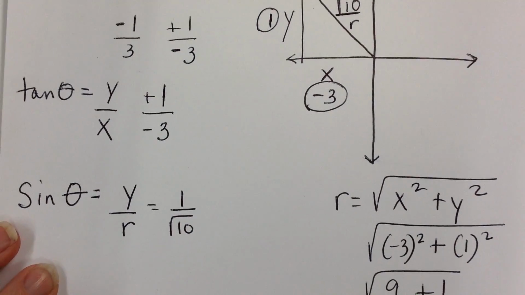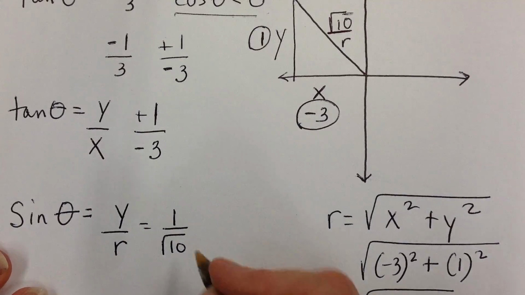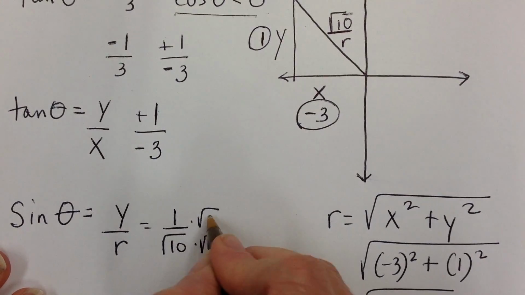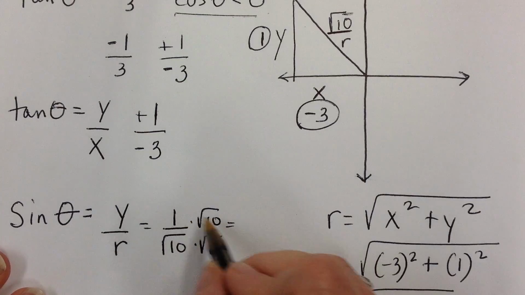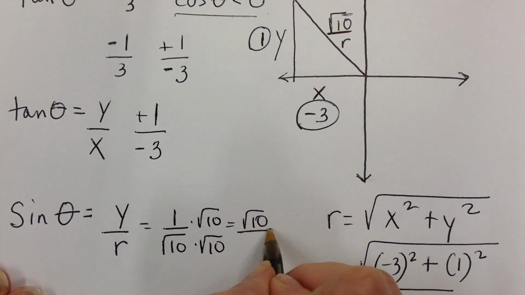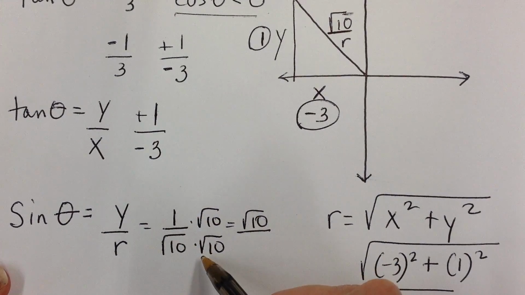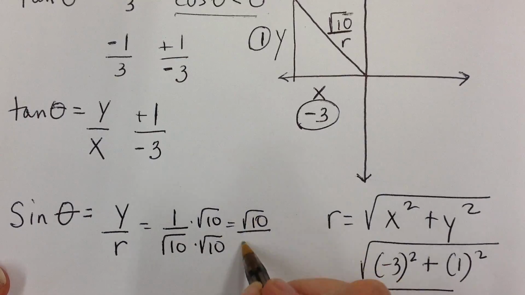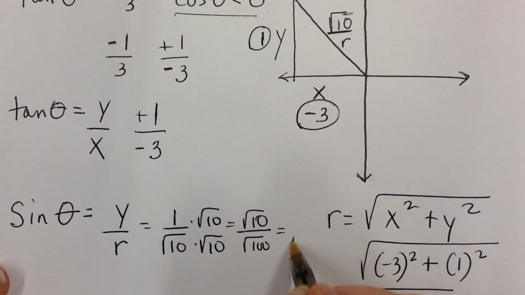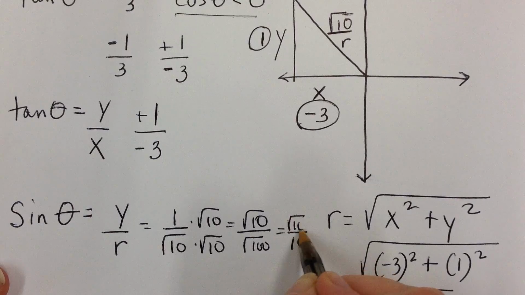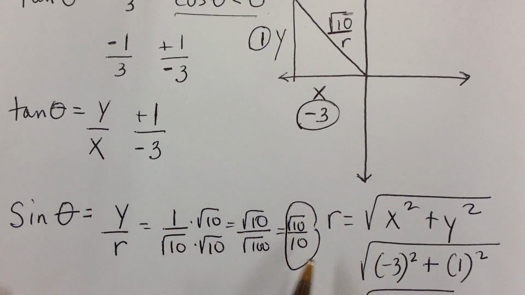But we must rationalize the denominator. Multiply numerator and denominator by the square root of 10. So you get 1 times the square root of 10 is the square root of 10, over the square root of 10 times the square root of 10, which is the square root of 100, which is 10. So my answer for sine of theta is square root of 10 over 10.